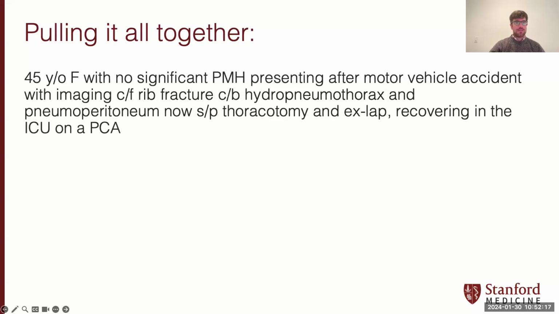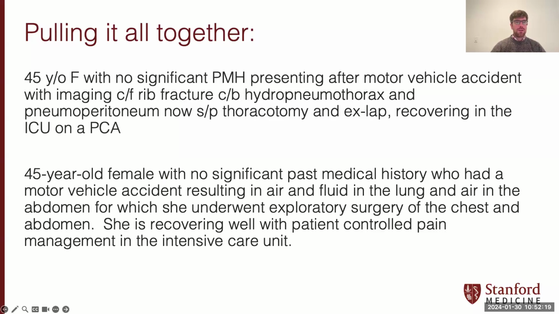For this next one, this is a 45-year-old female, no significant past medical history, who had a motor vehicle accident, resulting in what's called a hydropneumothorax, which is air and fluid in the lung, and then also air in the abdomen, which suggests trauma that has caused things to leak that shouldn't be leaking, for which she underwent an exploratory surgery of the chest and abdomen. Fortunately, she is recovering well on patient-controlled pain management in the intensive care unit.